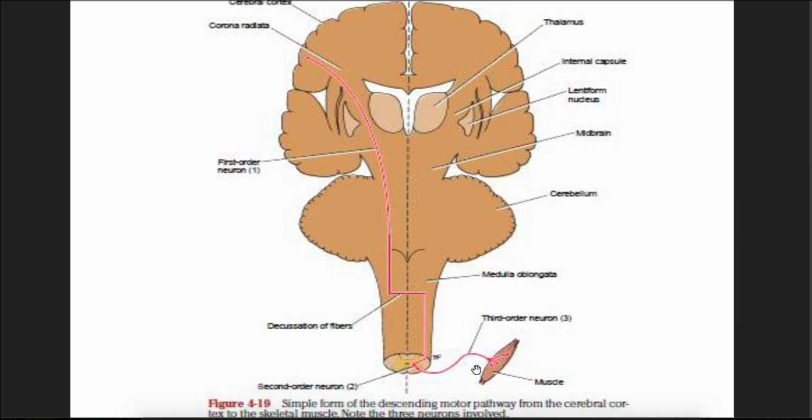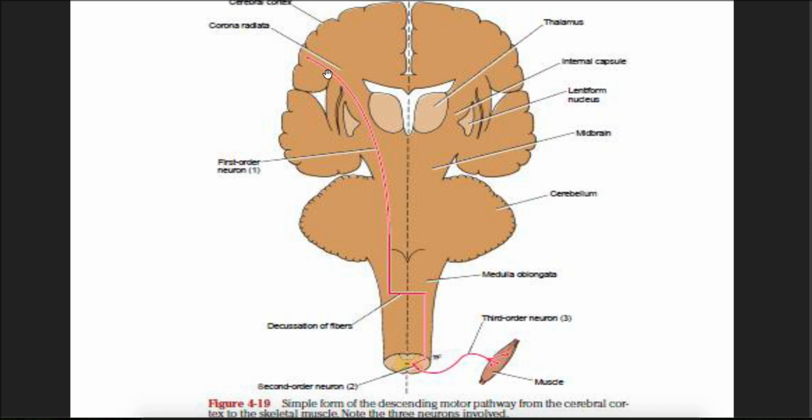We're going to start now with the descending tracts. Descending tracts are those fibers which will come down from supraspinal levels to the anterior horn of the spinal cord, and they will activate the motor neurons which are present in the anterior horn of spinal cord. So these are called descending tracts. They can arise from the cerebral cortex, they can arise from the midbrain, they can arise from the cerebellum, and all these are called supraspinal levels, and they will then descend down like this.